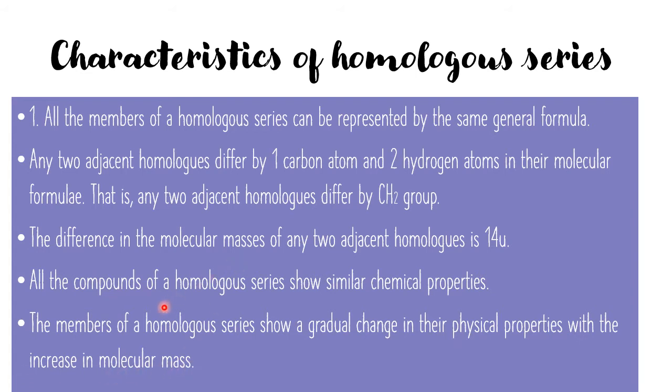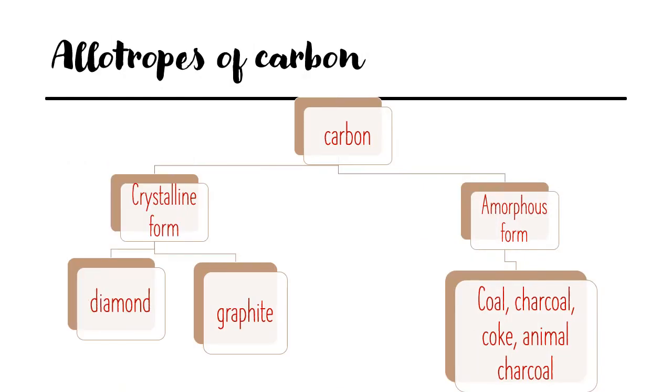That means, children, the physical properties of homologous series members gradually change, whereas all the members of a particular series have the same chemical properties. Allotropes of carbon. Children, carbon exhibits two allotropic forms, crystalline form and amorphous form.